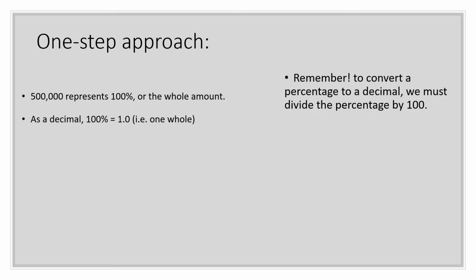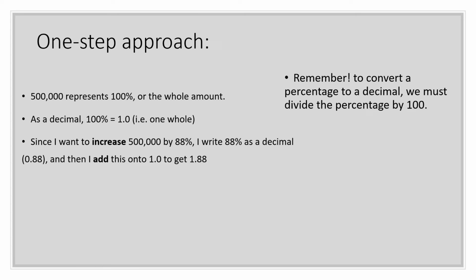Then, since I want to increase the amount by 88%, I also write the 88% as a decimal, i.e. as 0.88. Remembering that to convert a percentage to a decimal, I just have to divide the percentage by 100. I then add 0.88 to 1.0 to get 1.88. If I then multiply the initial amount, the 500,000, by 1.88, I'm going to get the new increased amount straight away, which of course is 940,000, the same as before.